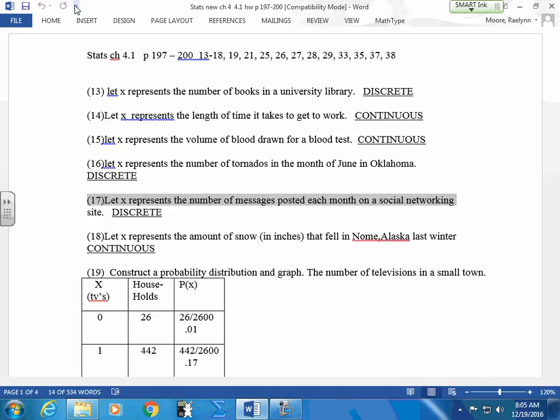The number of books in a university library, I think I missed that, sorry. Discrete, they're countable. Can't have a half a book. The volume of blood drawn in a blood test, continuous. If I can say I can have a half, it's continuous. The number of tornadoes, it's either a tornado or it's not. It's discrete, countable. The number of messages posted each month, discrete.